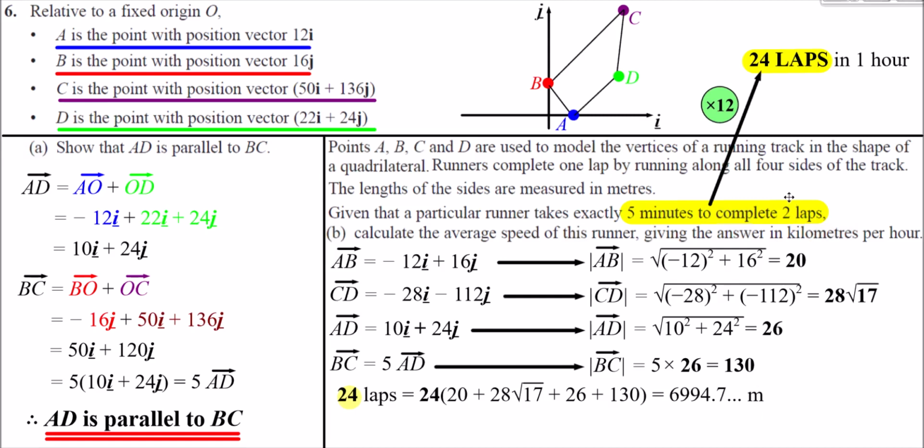We want our figure in kilometres. To go from metres to kilometres, we divide by 1,000. So therefore, in 1 hour, this runner would be able to cover 6.99 kilometres. So if a runner can do 6.99 kilometres in 1 hour, on average, then by definition, the average speed of that runner is 6.99 kilometres per hour. And that gives us our final answer for question 6.